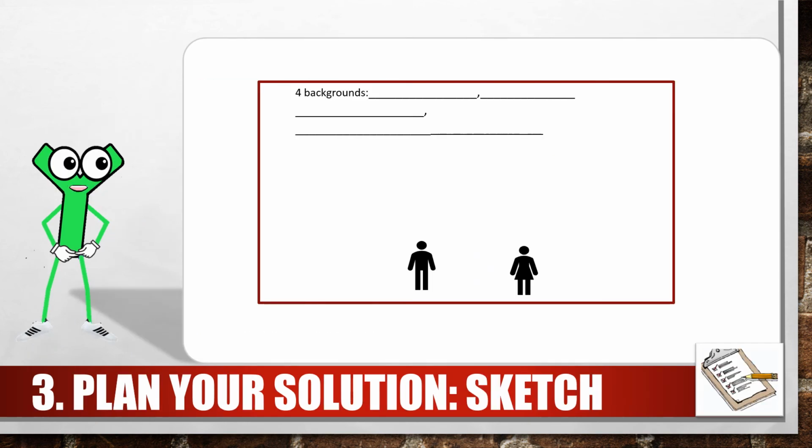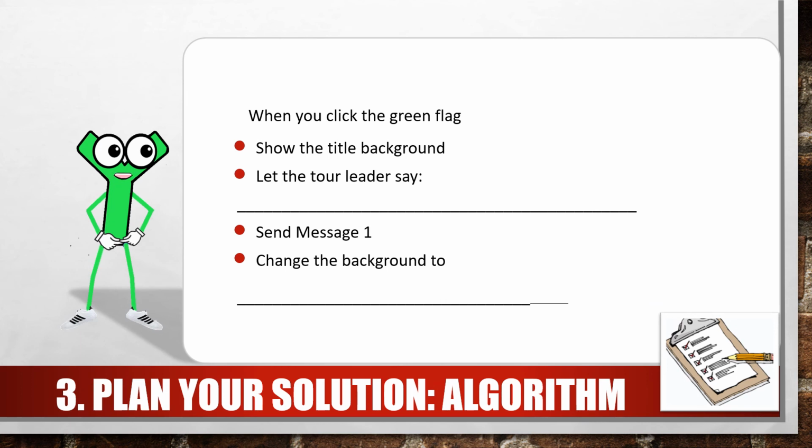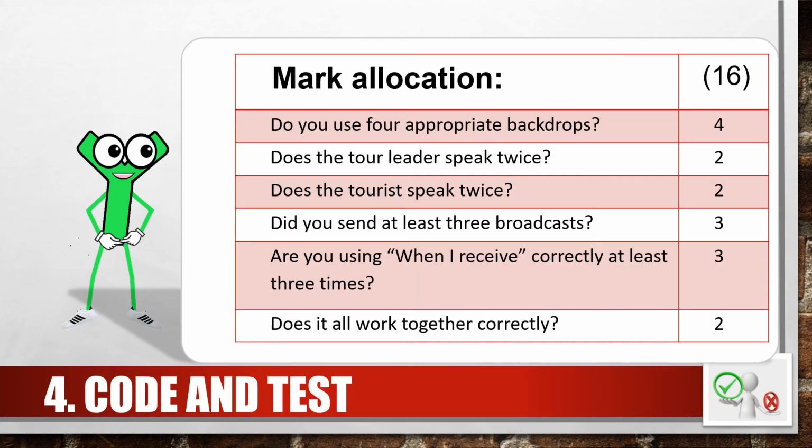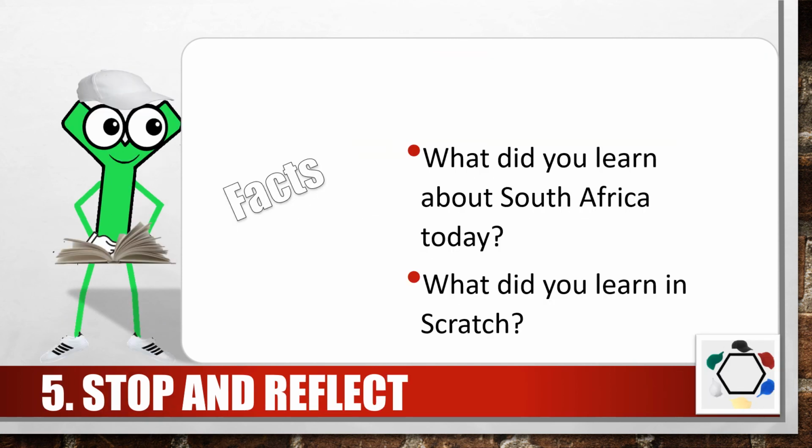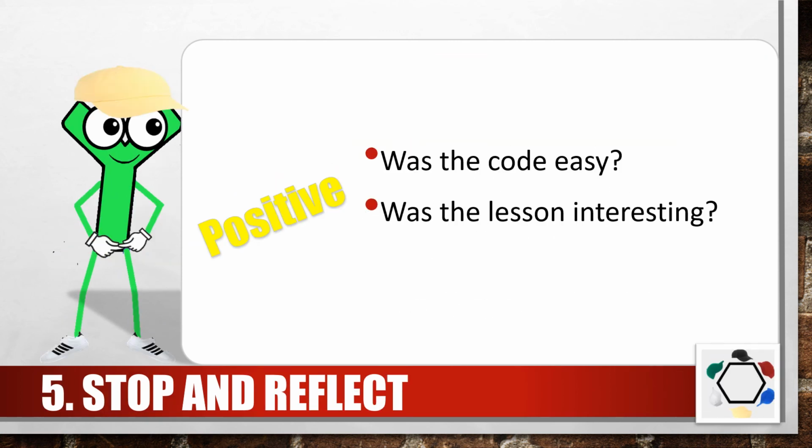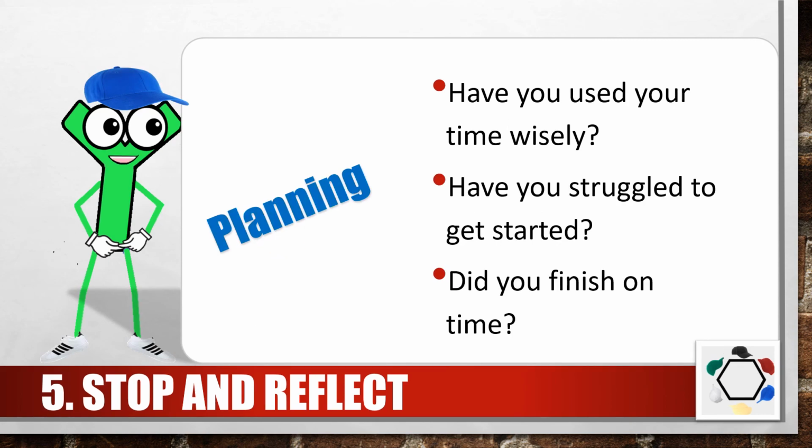Draw the design for the background and the position of the sprites and label the sprites in your workbook. Complete the algorithms in your workbook, indicating clearly what each sprite will say and broadcast. Then write your program and use this rubric to check that your program meets the criteria. Finally, use Eduardo de Bono's 6 thinking hats again to reflect on this lesson.